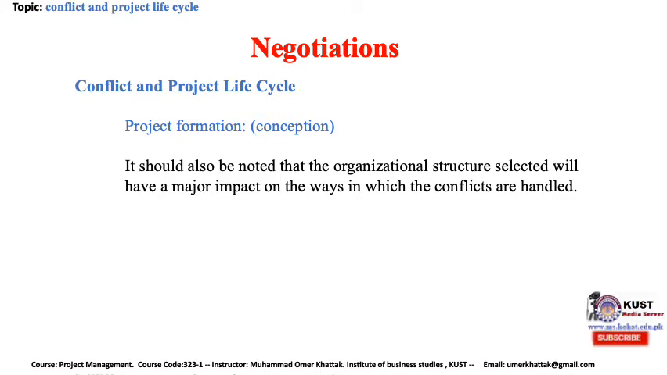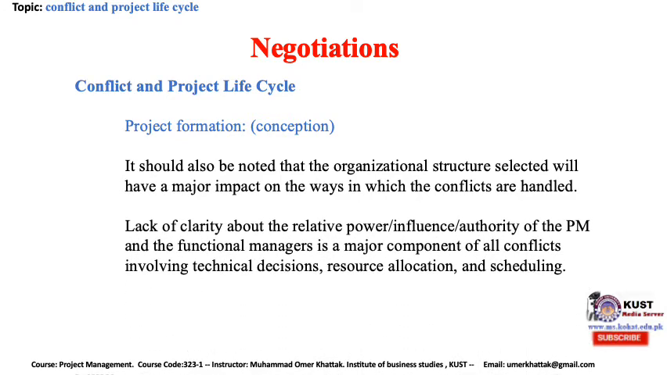The stronger the matrix, having pure projects as its limit, the more authoritative the role played by the project manager. The weaker the matrix, having functional organization as its limit, the more authority is embedded in the functional managers. Lack of clarity about the relative power, influence, and authority of the project manager and the functional manager is a major component of all conflicts involving technical decisions, resource allocation, and scheduling.